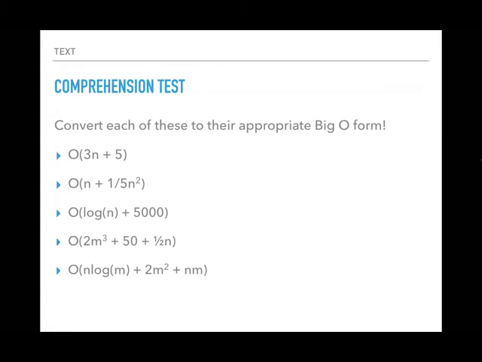Okay, so I'm just going to quickly go over the answers to these. First one is O of n: strip out the coefficient and the constant factor of 5. That doesn't matter. Second one, n squared obviously dominates the n, so the n just drops away. The coefficient 1/5 on n squared drops away, and it just becomes n squared.